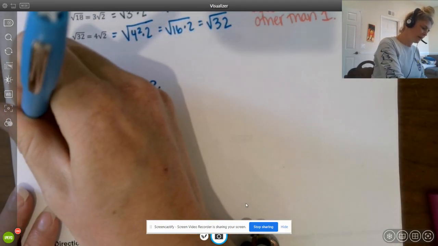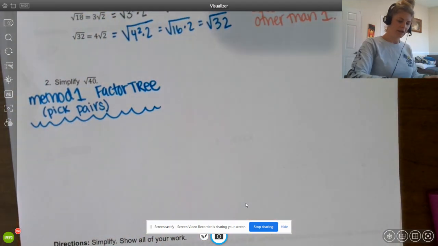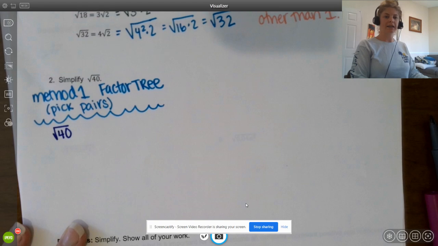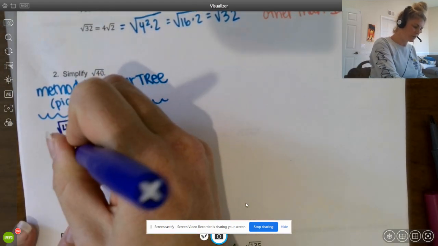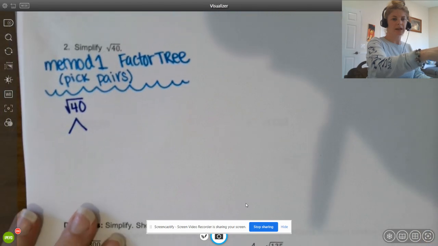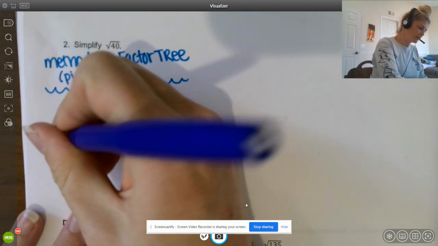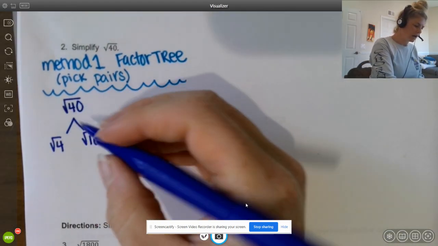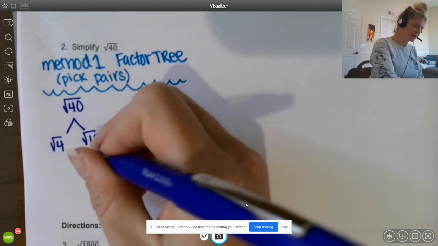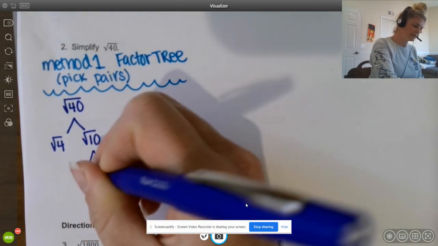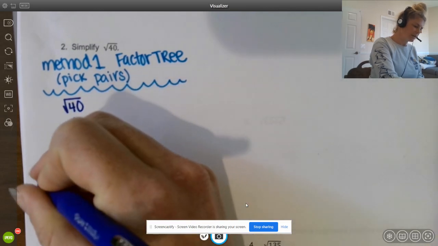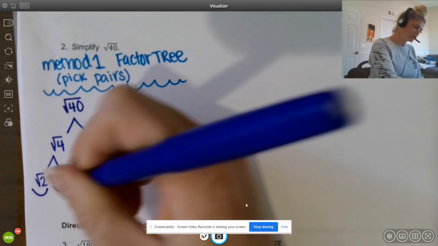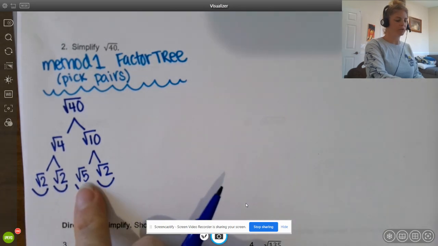Okay, so method 1: we start with the square root of 40. And we think of what is a factor of 40. One factor, and it's also a perfect square, is the square root of 4 times the square root of 10. From here, I'm going to leave this 4 here, and I see that 10 is the square root of 5 times the square root of 2. I'm going to keep going with this 4. Once I get to my roots, which are my prime factors, it's root 2, root 2, root 5, root 2.